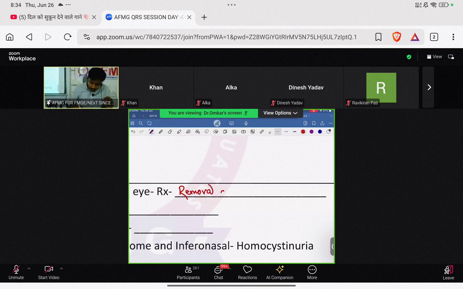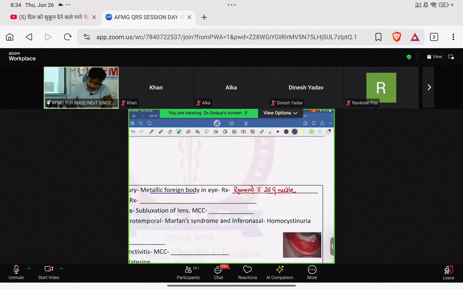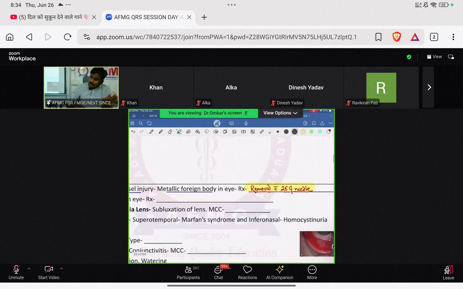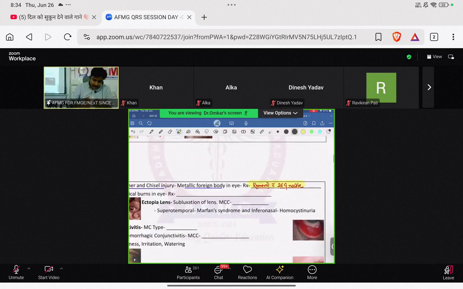Please remember removal with a 26 gauge needle. So a metallic foreign body and an iron foreign body is usually removed with a very small needle, that is a 26 gauge needle. That is important. Please tell me which investigation is going to be detrimental if the patient has this.